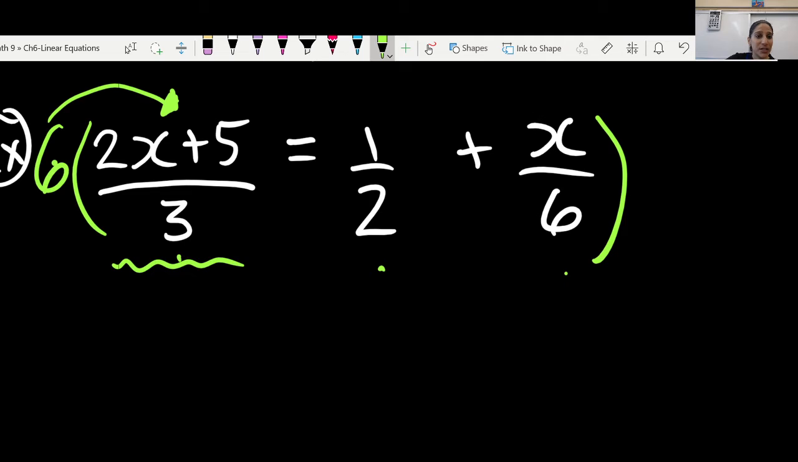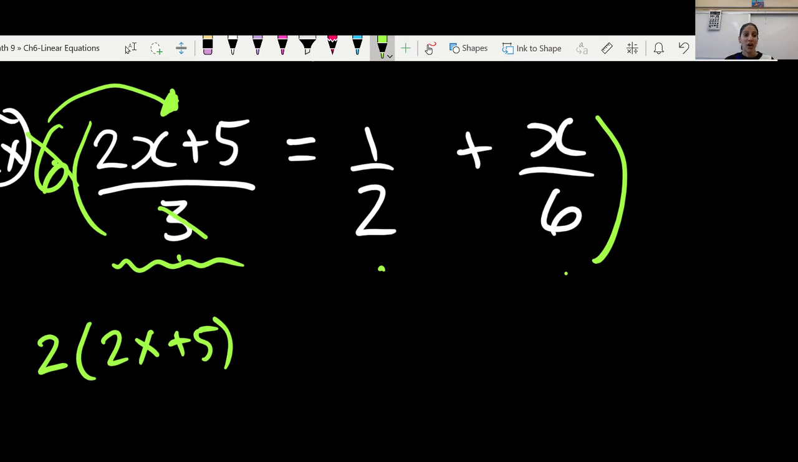An easier way to do this is to look at this and say, okay, how many times does 3 go into 6? And the answer would be twice. So I'd be left with a 2 outside with a 2x plus 5 on the inside still. So I'm going to get rid of that line because I wanted to do that for the first term. That helps me to take care of this one.